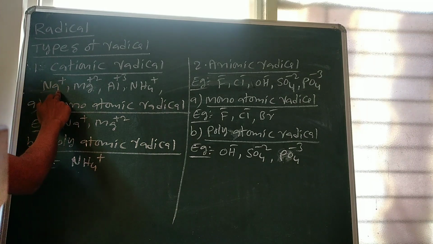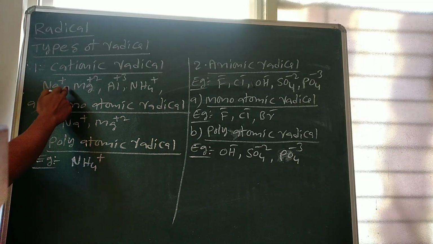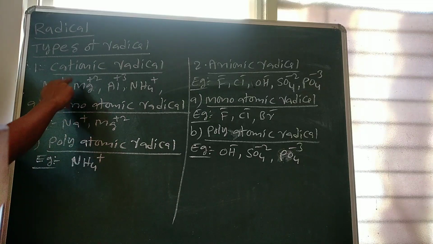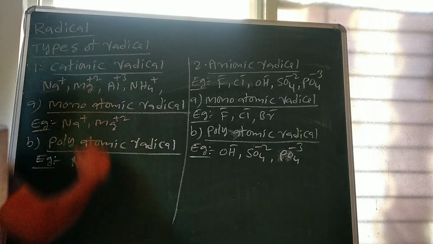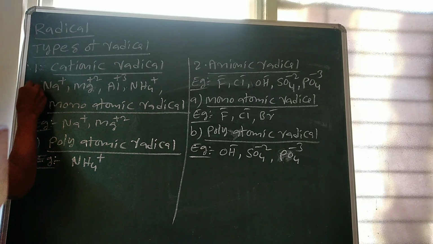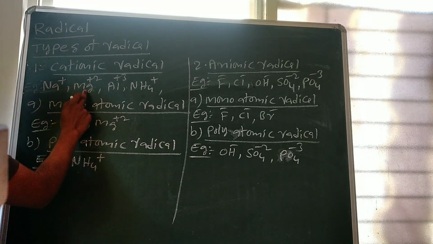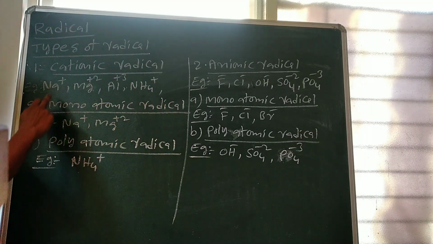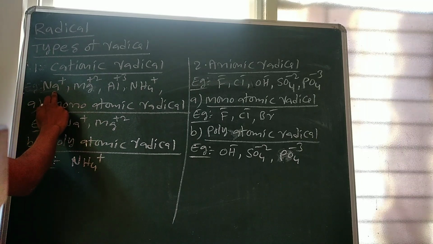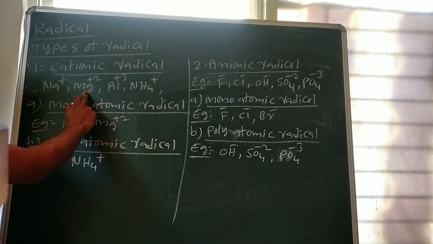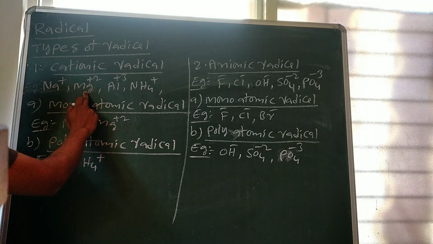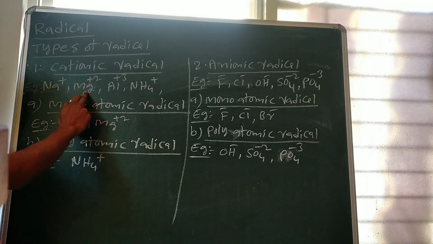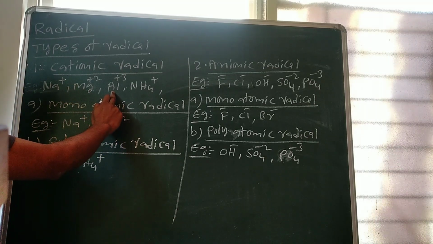Any element participating in a chemical reaction by losing electrons gets a positive charge. These positively charged ions are called cationic radicals. Examples of cationic radicals: Na+, Mg+2, Al+3 and NH4+. One electron is lost to get a positive charge, so the cationic radical of sodium is Na+. 2 electrons are lost from the outermost shell of magnesium, so the ionic form of magnesium is +2. 3 electrons are lost to get stability, so the ionic form of aluminum is +3.